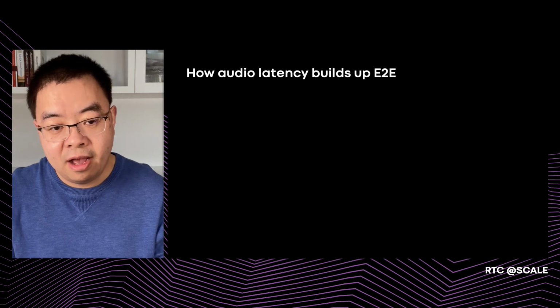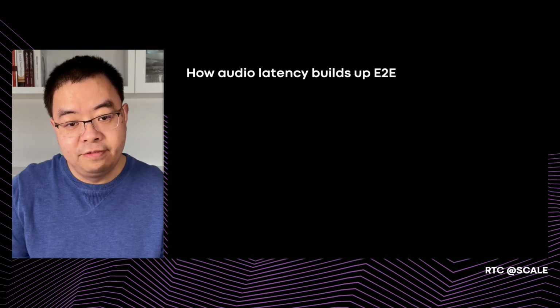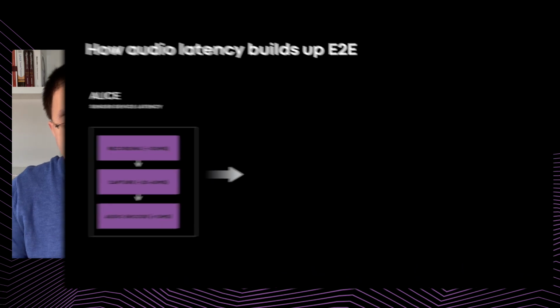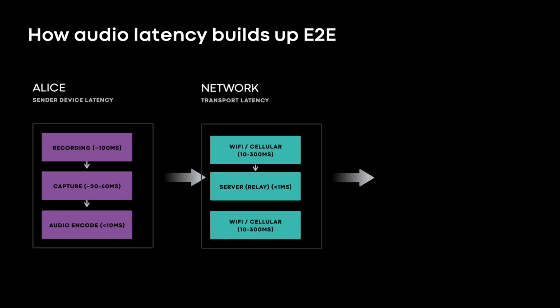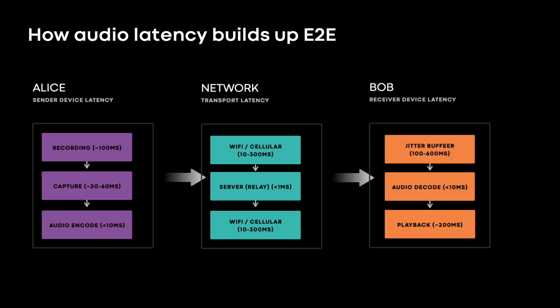Now let's look at how audio latency can build up from end to end. Alice wants to send audio to Bob, so the audio is going to be captured and recorded on her device. Here are the major components from Alice's sending device and their typical latencies. And then these audio samples get packaged and sent over the network. Eventually, they are going to arrive on Bob's device.